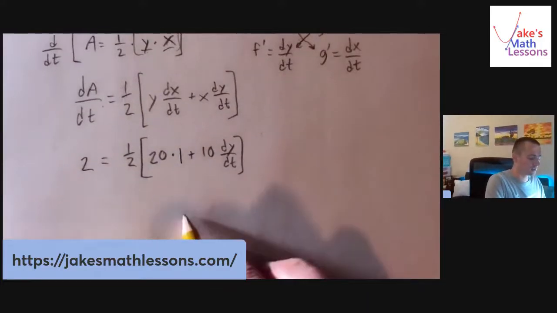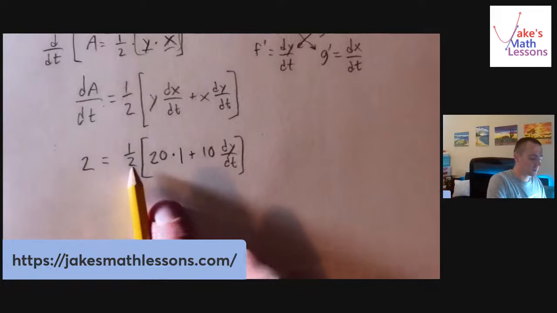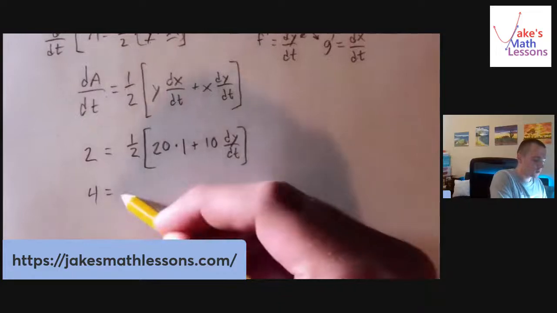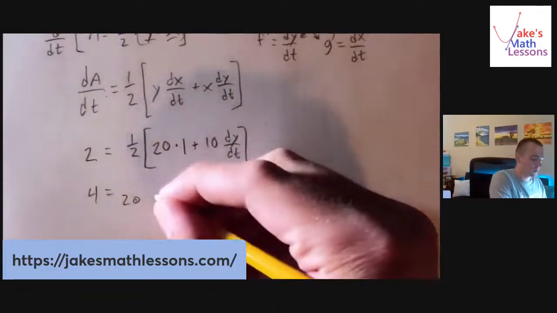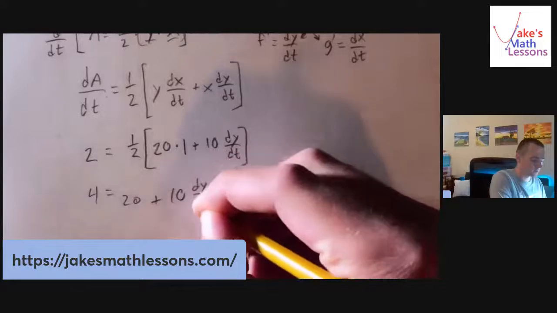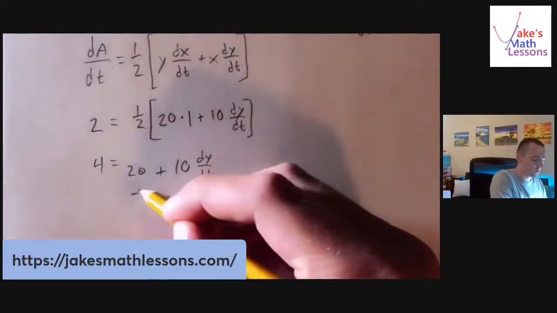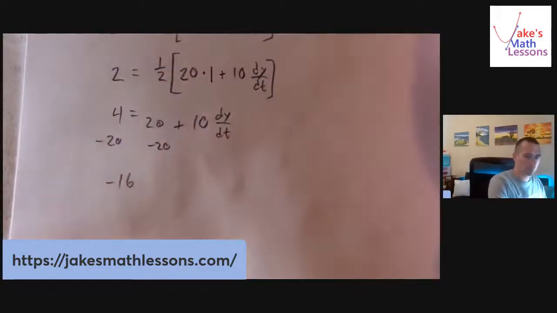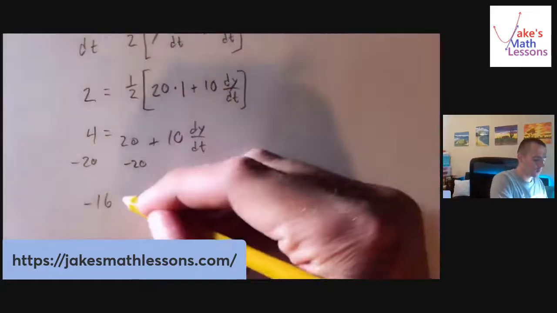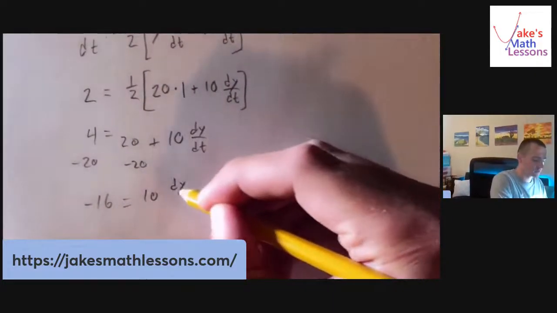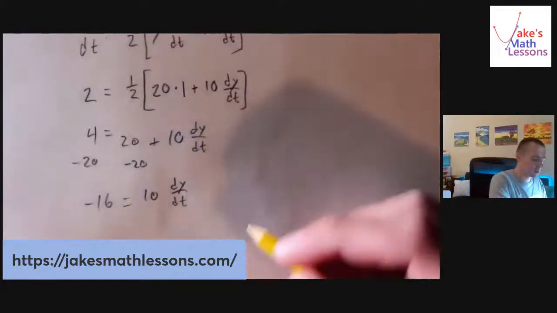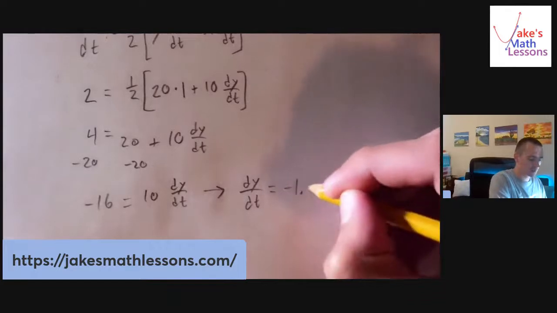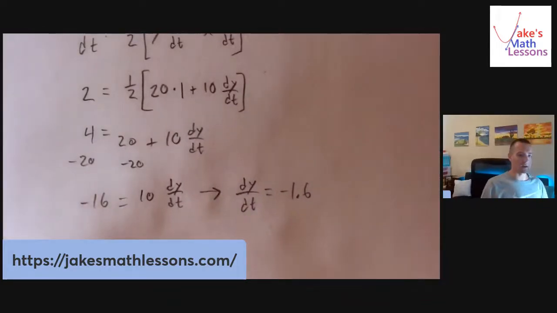So we can just simplify this. We can multiply both sides by 2 to cancel out the 1/2. That'll give us 4 equals 20 times 1, which is just 20, plus 10 times dy dt. Then we can subtract 20 from both sides, giving us negative 16 equals 10 dy dt. And then we can divide both sides by 10, which gives us dy dt equals negative 1.6.